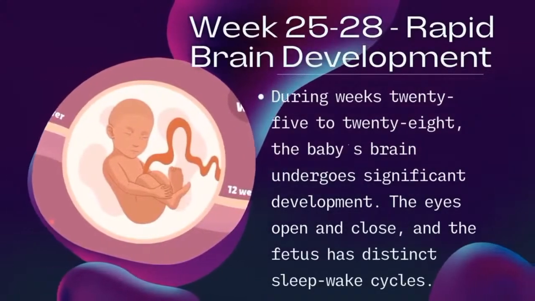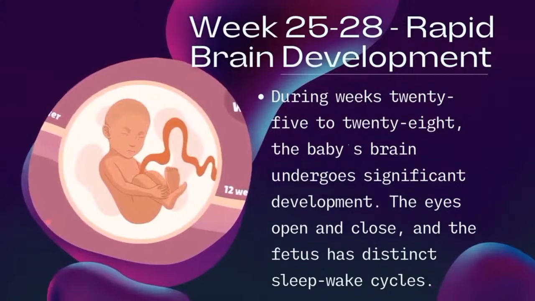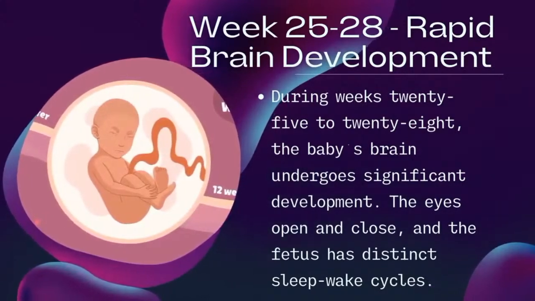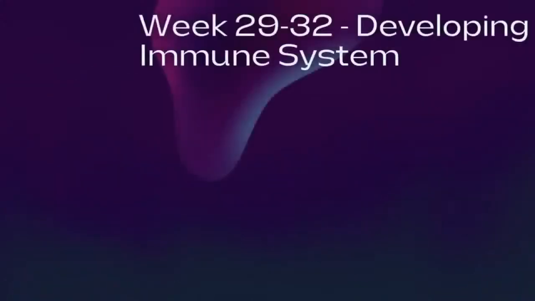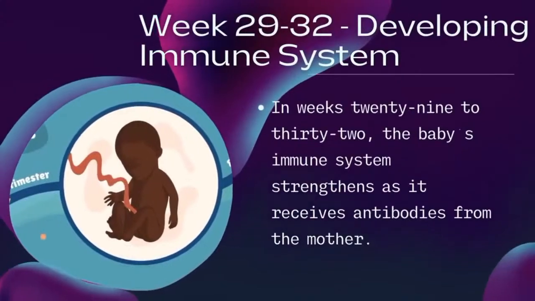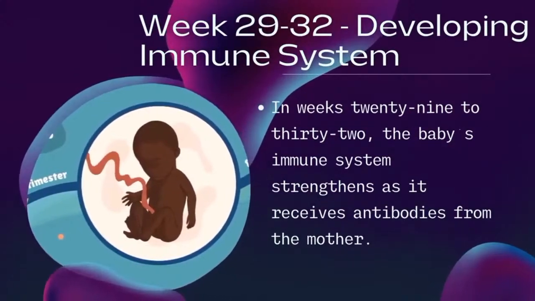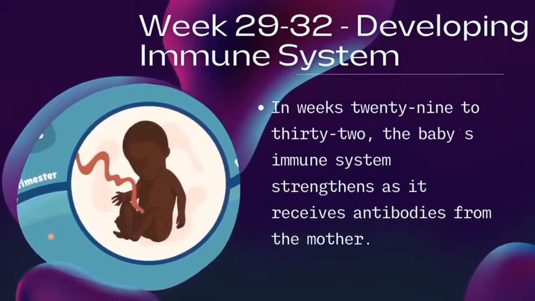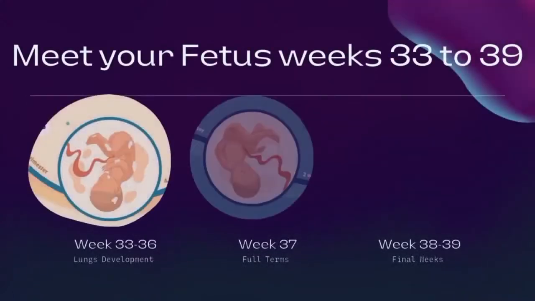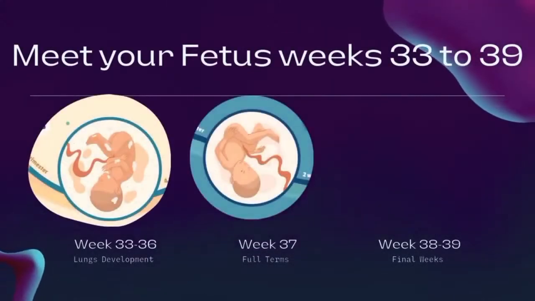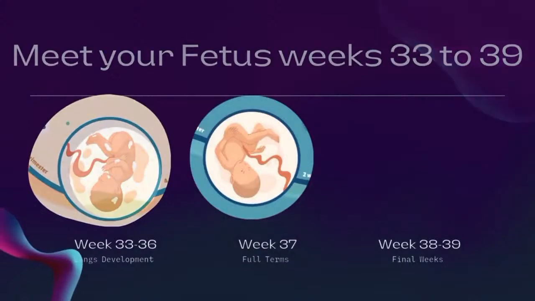Week 25-28, Rapid Brain Development. During weeks 25 to 28, the baby's brain undergoes significant development. The eyes open and close, and the fetus has distinct sleep-wake cycles. Week 29-32, Developing Immune System. In weeks 29 to 32, the baby's immune system strengthens as it receives antibodies from the mother.